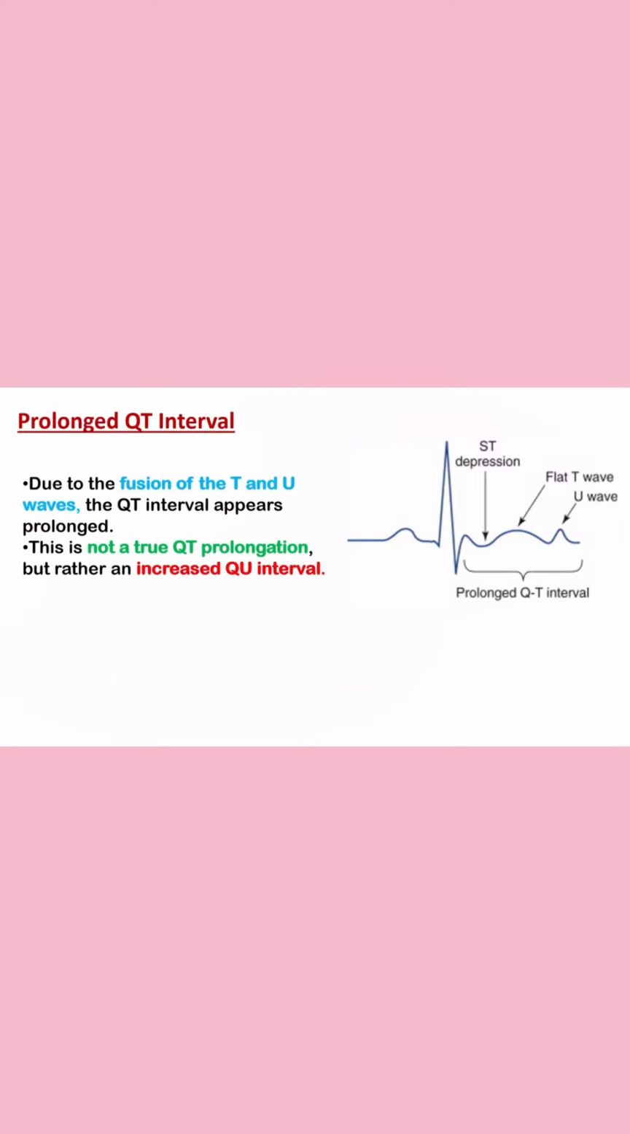And finally, the last important ECG change is prolonged QT interval. This QT interval, that is from the beginning of the Q wave to the end of the T wave, is the QT interval. This QT interval is also prolonged in case of hypokalemia. Actually, this is not a true QT prolongation, but rather due to the appearance of U wave, there is increased QU interval, which appears as prolonged QT interval.